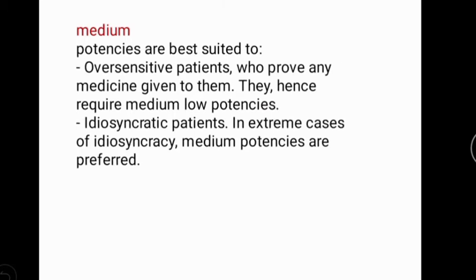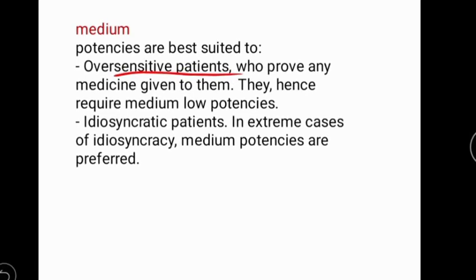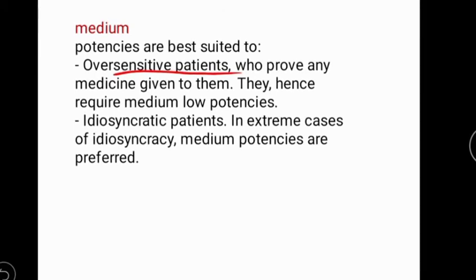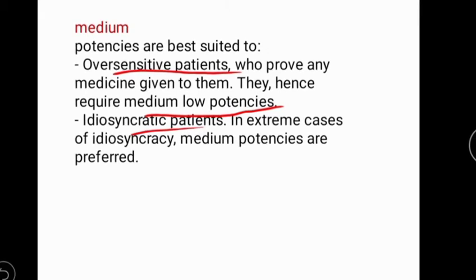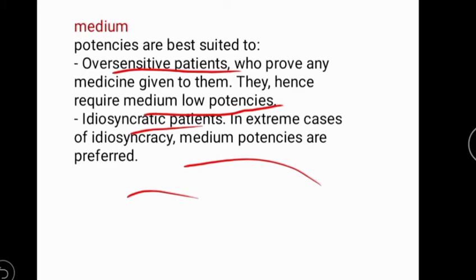Then which person will be given medium or transitional doses? Those are oversensitive patients, who, if we give any medicine, even a normal medicine or placebo, sometimes respond. So these oversensitive patients need medium or low potency. Idiosyncratic patients means those persons are morbid or have a doll-like behavior. So for these persons also, medium potency is preferred.